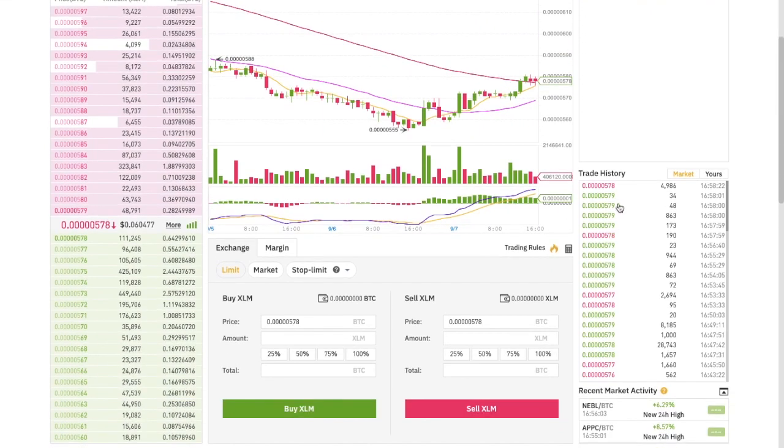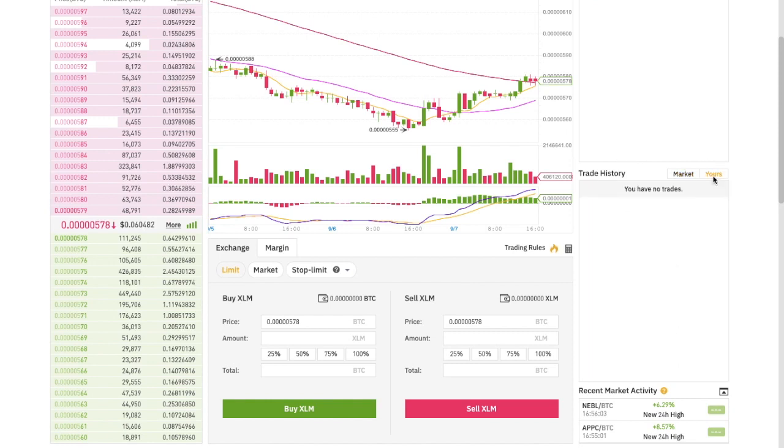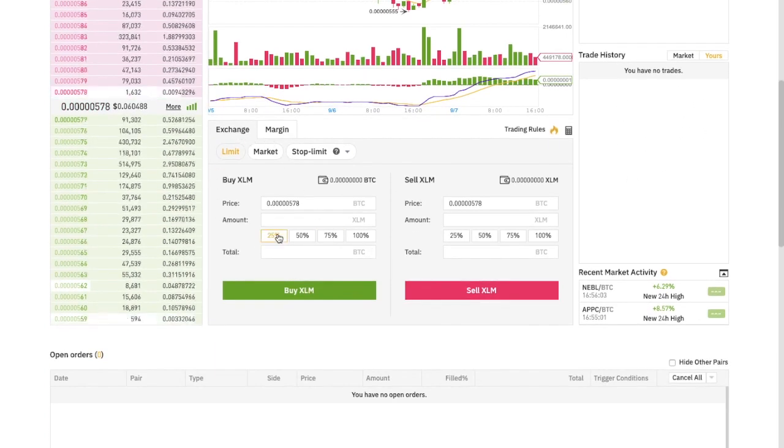Then we'll take a look at the trade history. So this is all of the trade history going on in the market at the moment. It gives us our sell orders and any of our buy orders there in green. If you click onto yours, so if you have already traded, it will show you all your personal trade history in this section.